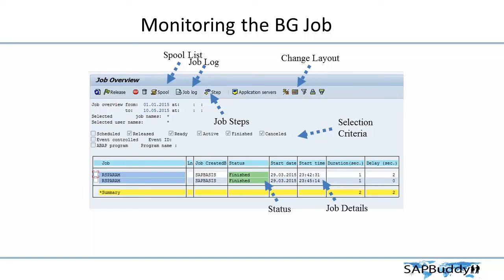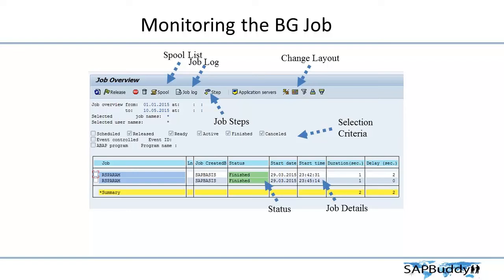The first one is the spool, the spool list, which we already know. Let's say when you schedule a job, if the job is going to create a spool, then you can select that particular job and click spool, and it will display the spool output of that job.